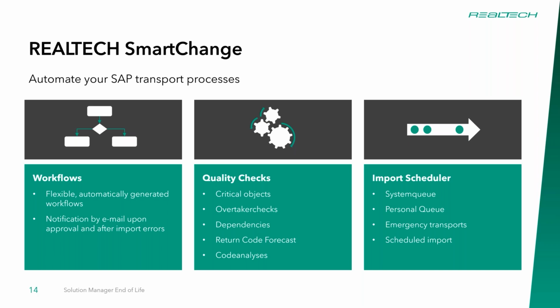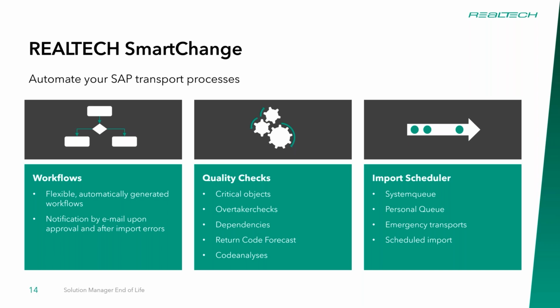We have proactive technical quality checks, right? Critical objects, overtakers, dependencies, return code forecasting, as well as code analysis. So you're able to go in, drill down deeper into the code and say, this object is in these transports, it's been moved this many times, this date and time. Really granular information through our IQ library about objects within the technical move machine.